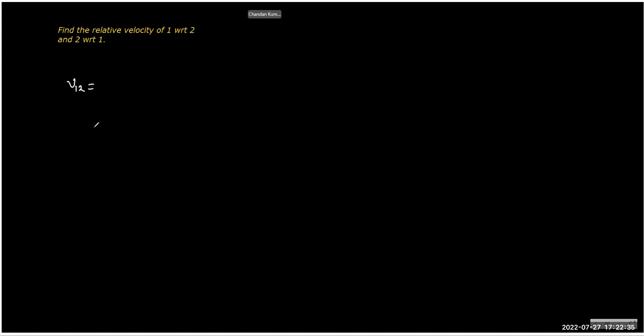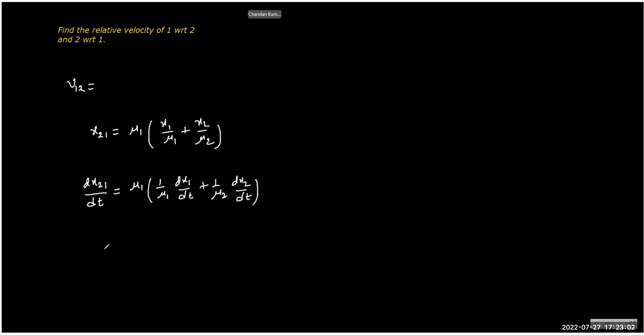What is the separation in general between these two objects? The distance of two as seen by one, where one is the observer, is mu1 into x1 by mu1 plus x2 by mu2. Then we differentiate. This is the velocity of two as seen by one, and this is minus v1 by mu1. Why minus? Because x is decreasing, since they are coming towards the interface. We always take the interface as the reference, so x1 and x2 are measured from the interface. As the fish move, x will decrease, so we put a minus sign, and then again a minus sign.